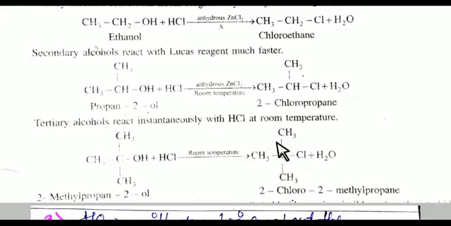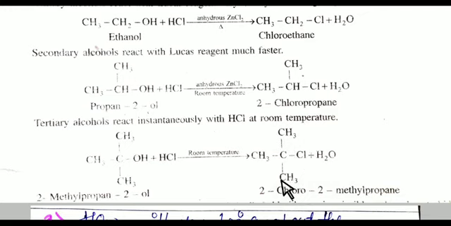And the name of this compound: 1, 2, 3, the 2 number carbon contains a CH3, which is not in the longest chain or in the numbering. So the 2 number carbon contains a methyl group and a chlorine. So the name of this compound is 2-chloro-2-methyl propane. 3 carbon atoms are there, so it is propane.